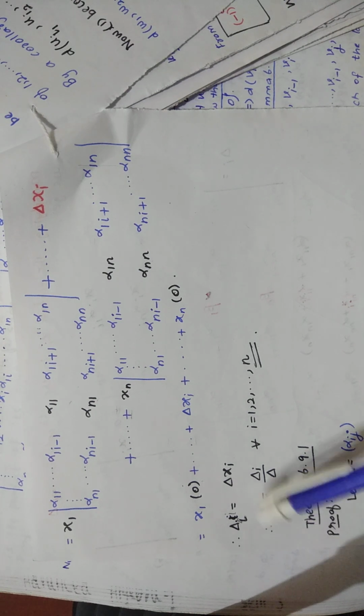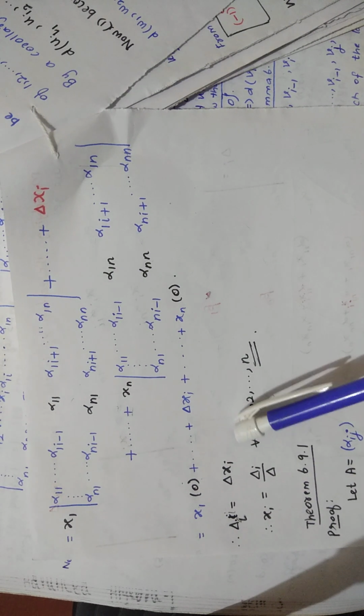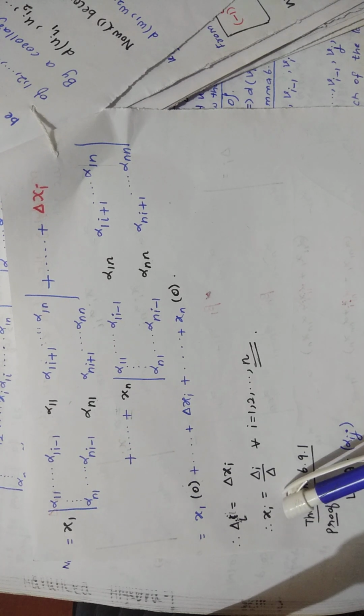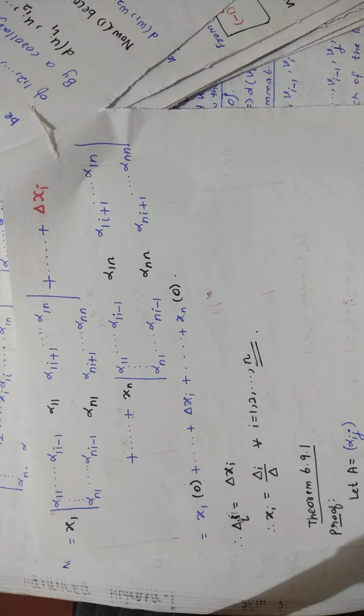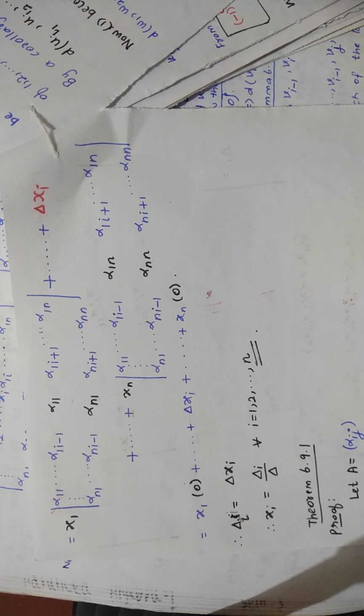Okay, so delta i is equal to delta xi, we will get. From this you can find the value of xi. xi is equal to delta i by delta. So this is what they asked us to prove, right? Finally you proved it. i varies from 1 to n.